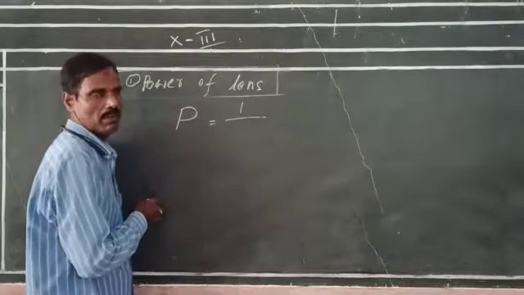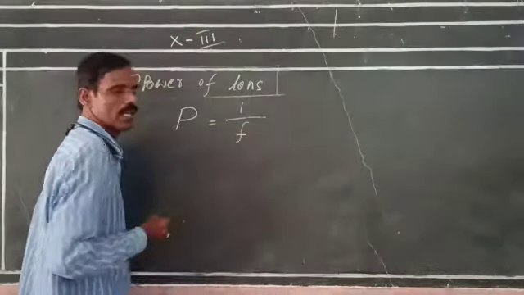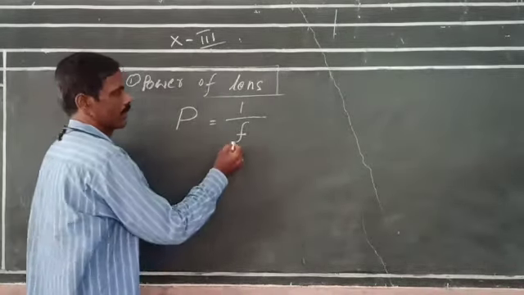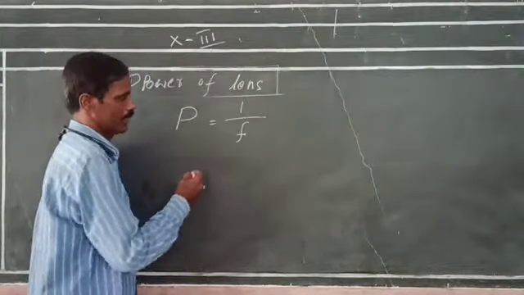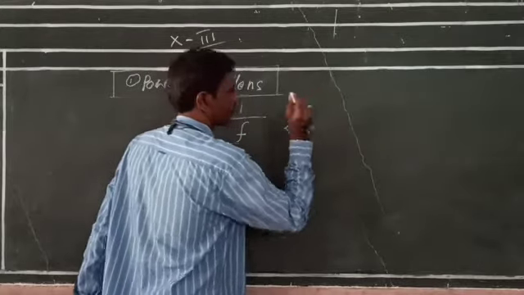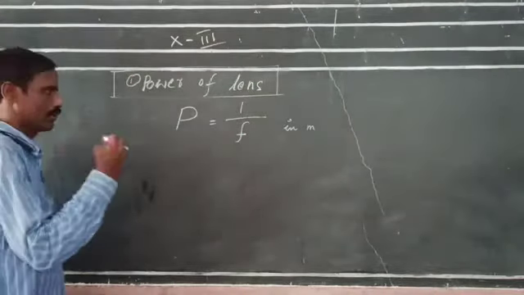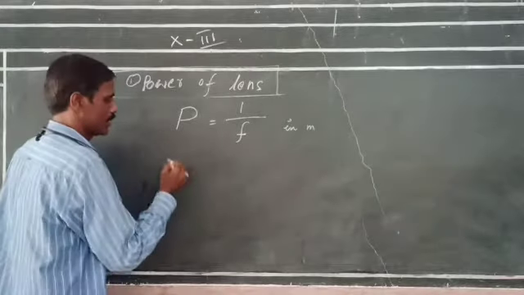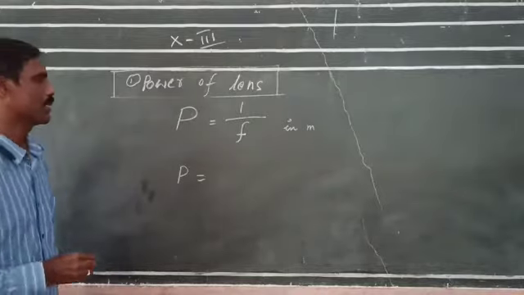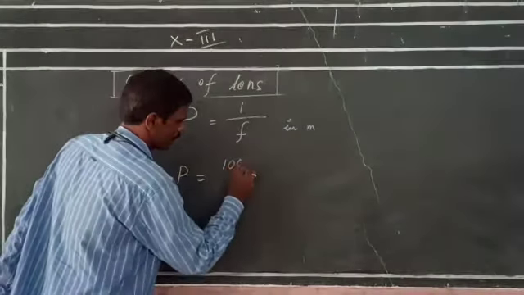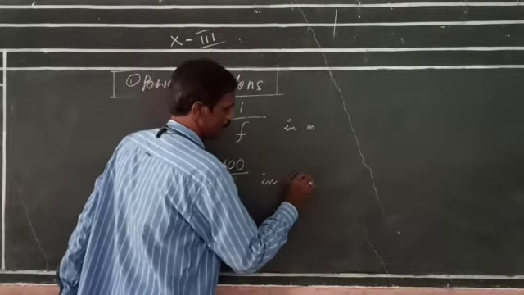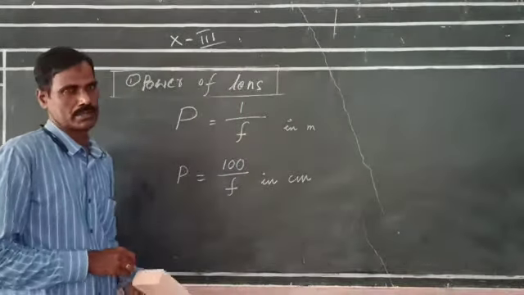So P, power, is equal to 1 by F is the formula to find the power, where F is the focal length of the lens if it is measured in meters. If suppose the focal length is measured in centimeters, then we can write the formula for power of the lens. P is equal to 100 by F if the focal length is measured in centimeters.